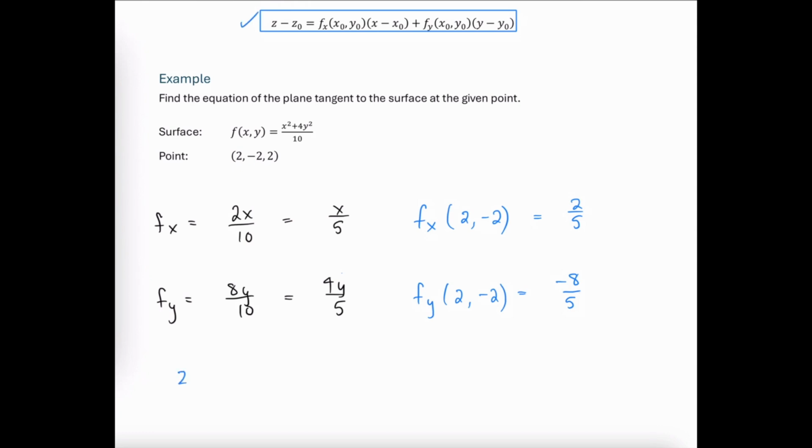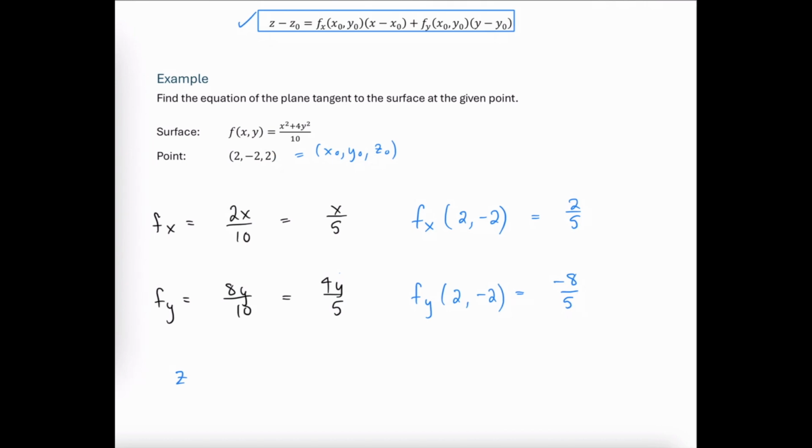We have z minus z naught. Z naught is going to be the z coordinate of our ordered triple. This is x naught, y naught, z naught, the point at which we are tangent to that surface. So z naught is 2 and we have z minus 2 equals the first partial with respect to x evaluated at our domain element, which was 2/5, times x minus the x coordinate of our point, which was 2, plus, actually we should say minus because this partial is a negative quantity.